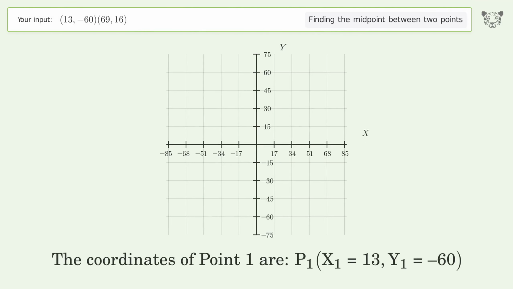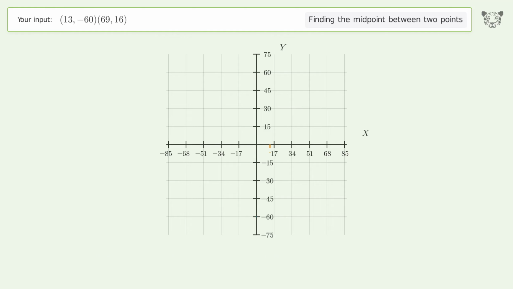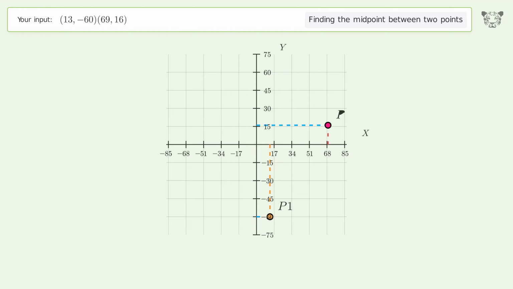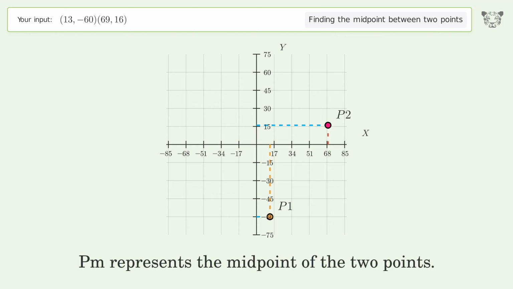The coordinates of point 1 are, x1 equals 13, y1 equals negative 60. The coordinates of point 2 are, x2 equals 69, y2 equals 16. PM represents the midpoint of the 2 points.